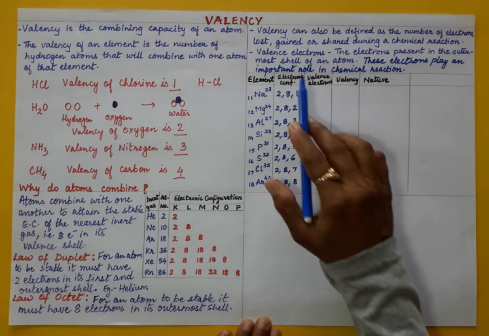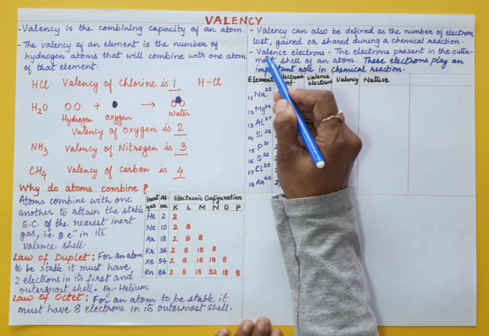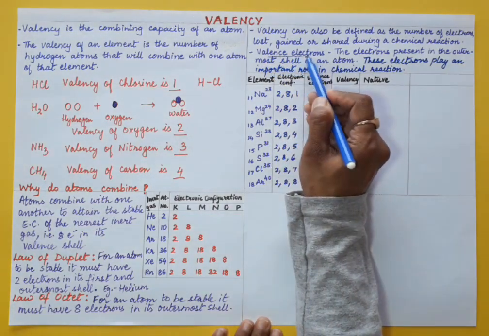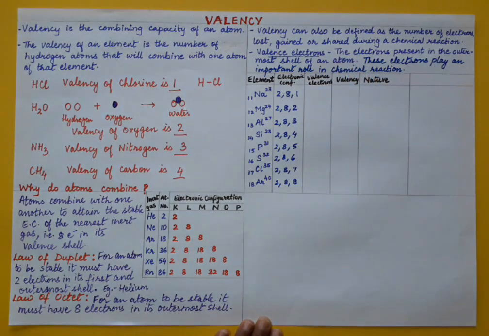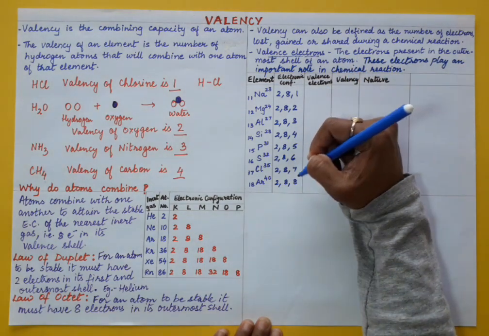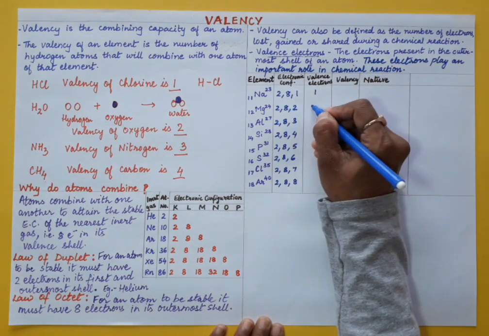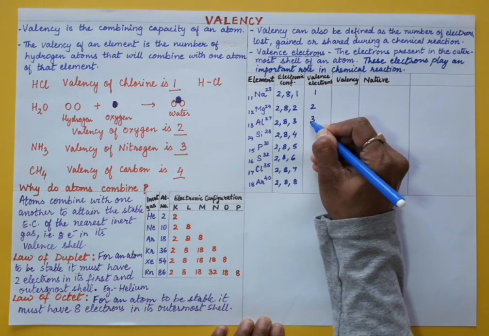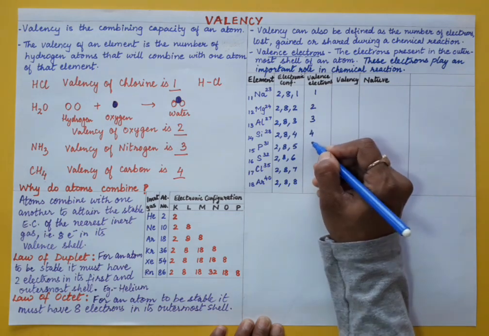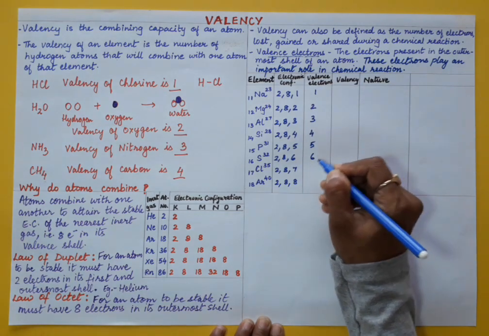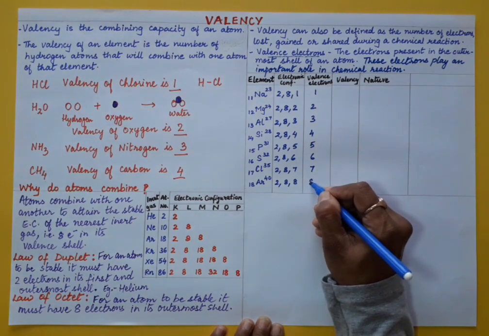Now as I told you, what are valence electrons? Electrons present in the outermost shell. So these are the electrons which are present in the outermost shell. Here the valence electrons of sodium is 1, magnesium is 2, aluminum is 3, silicon 4, phosphorus 5, sulfur 6, chlorine 7 and argon 8.